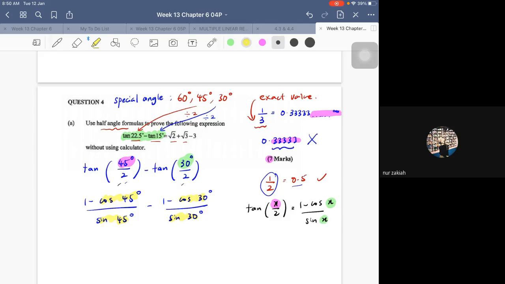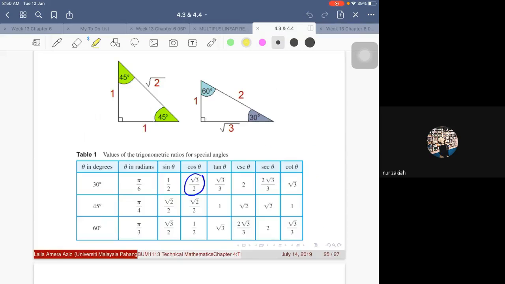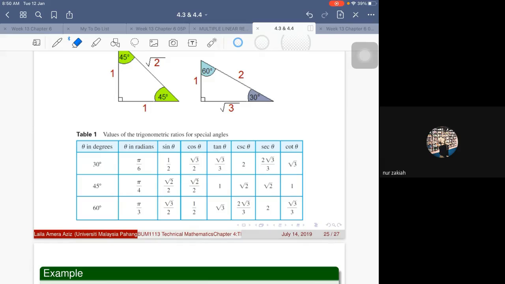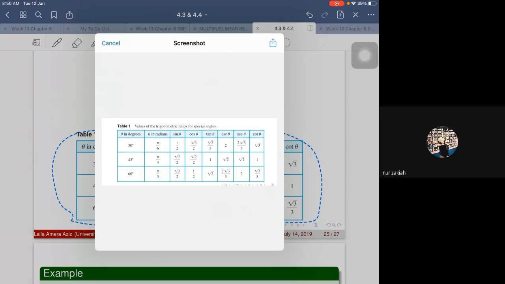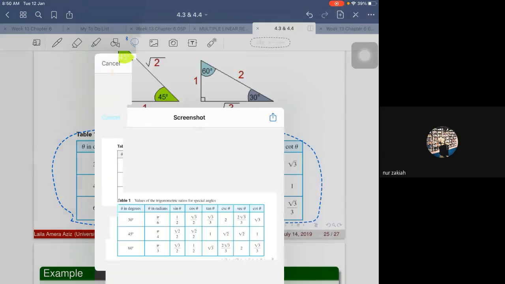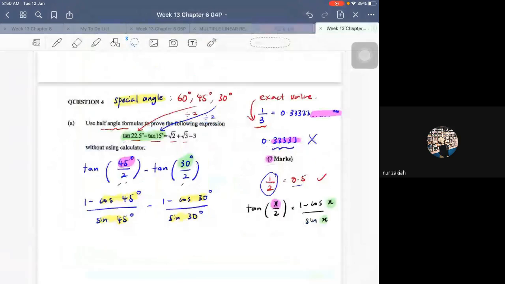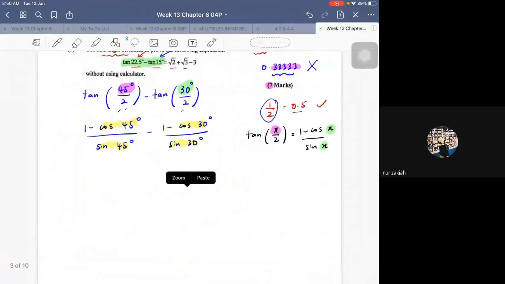So mana kita nak cari nilai ni? Okay, when we have special angle, dia dah ada table ni. So table ni I dah pernah bagi dekat you. So ni adalah topik 4.3, 4.4. So you already have this table, so you can refer to this for the special angle. And kalau you ada buku formula, mathematical formula book tu pun, you boleh refer to that. So the angle is actually in there.